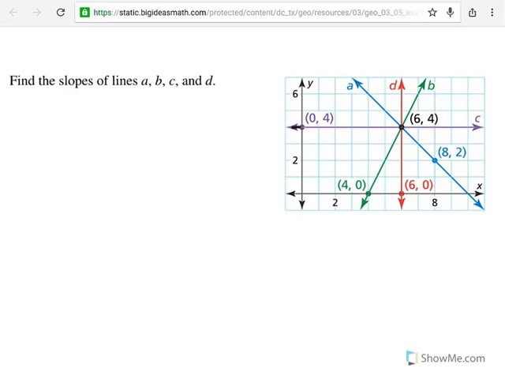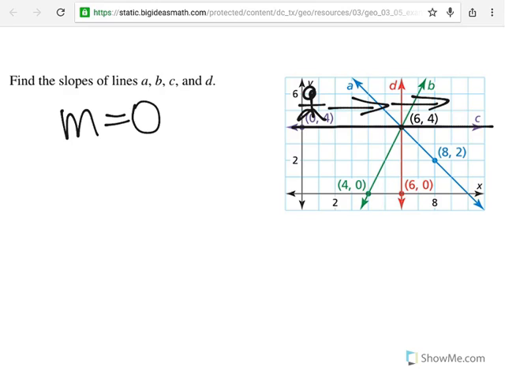C is going straight across. We have our guy. He's not going up or down. Okay, so there's no slope. Our slope is 0. He's not going up or down, so it's not positive or negative. And that was for C.